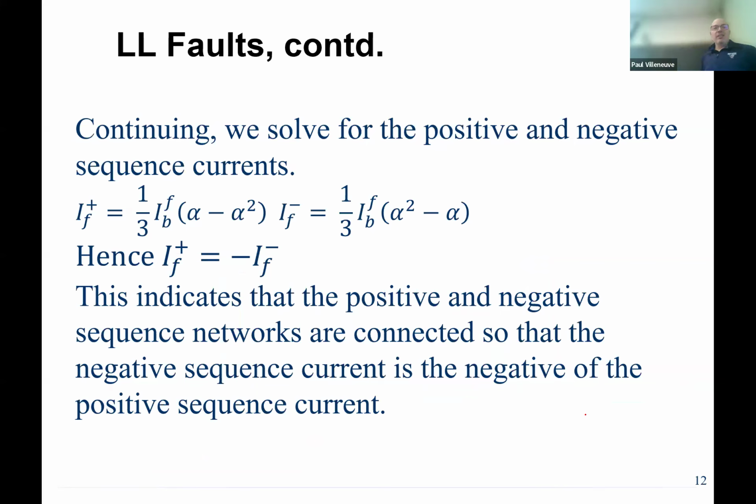So when we plug in and solve for IF positive and IF negative, we see that they actually are going to be the opposite of each other. If you do the multiplication, you can see that it's alpha minus alpha squared versus alpha squared minus alpha, right? But the magnitudes are the same. So the fault currents are opposite of each other. Can you think of how you would connect the positive and the negative sequence diagrams so that the positive sequence current would be the negative of the negative sequence current? Only two options, right? Series or parallel?